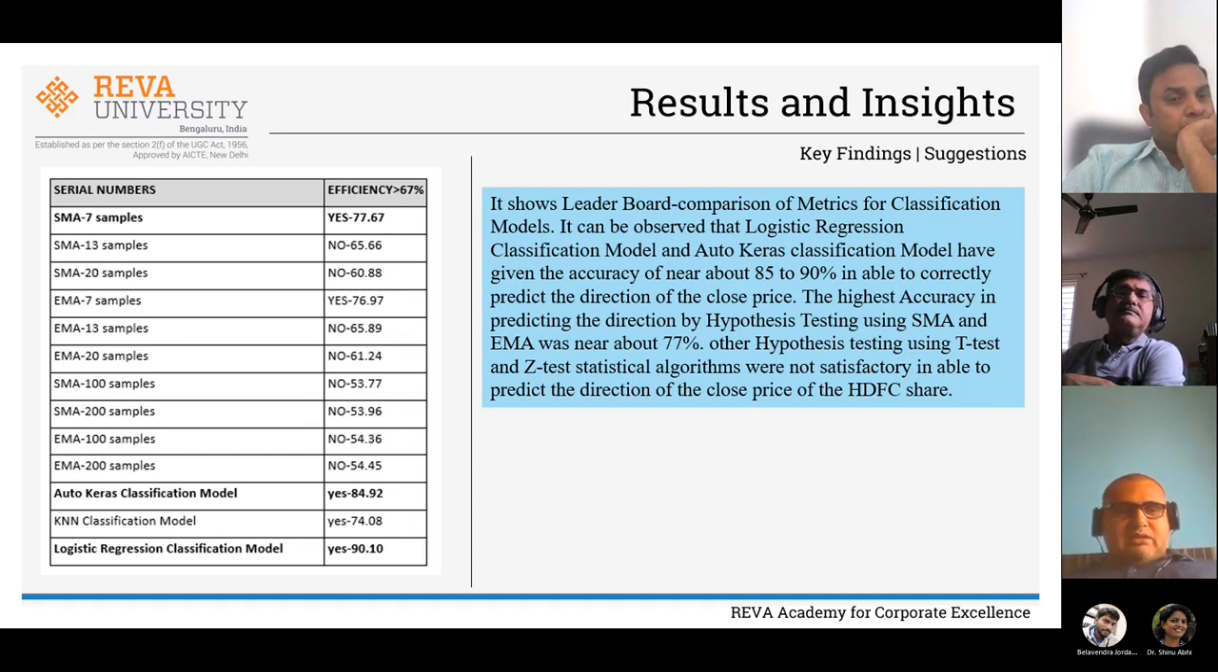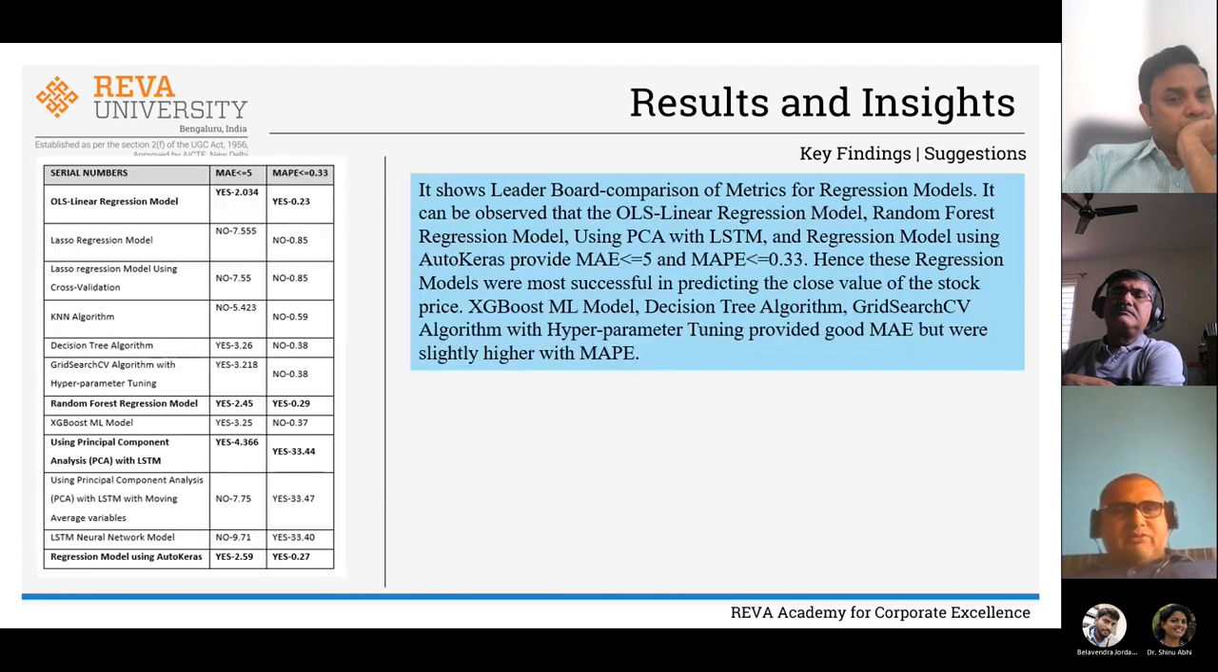And AutoKeras, logistic regression is the highest one for AutoKeras. And then when we are trying to get the MAE and MAPE values while doing the regression modeling, we can see here that the OLS linear regression model has given me a good MAE and also a good MAPE, even in principal component LSTM. Random forest also has given me good MAE and MAPE. The regression model using AutoKeras has given me good MAE and MAPE.